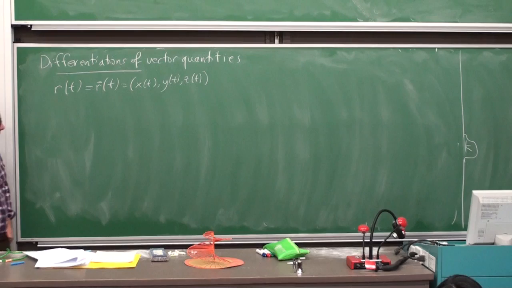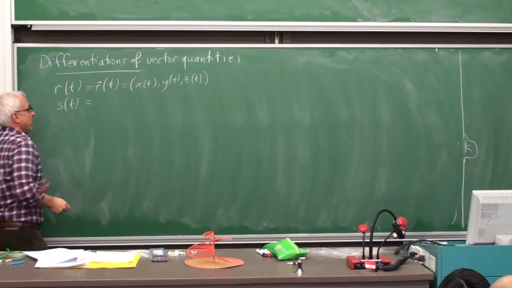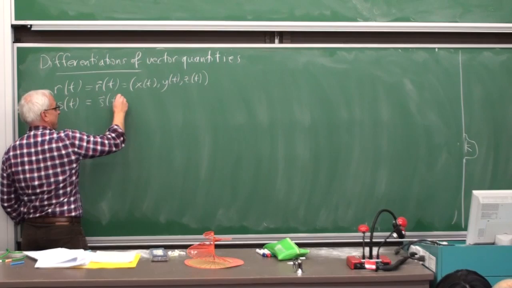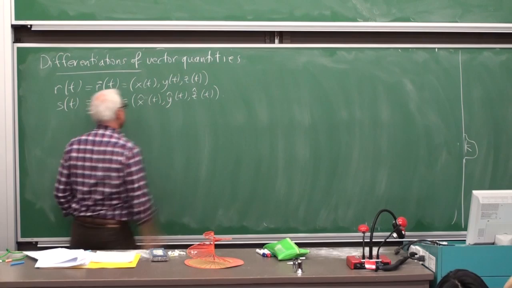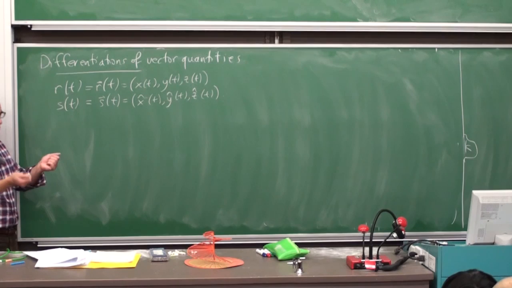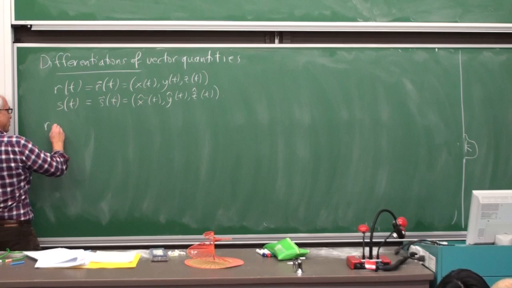And if we have some other vector valued function, s of t, which is also officially a vector, maybe it'll have components x hat of t, y hat of t, z hat of t. Then we can perform two standard things with these two vector-valued functions. We can, first of all, define the dot product between them.